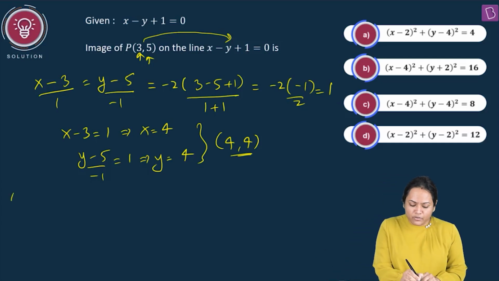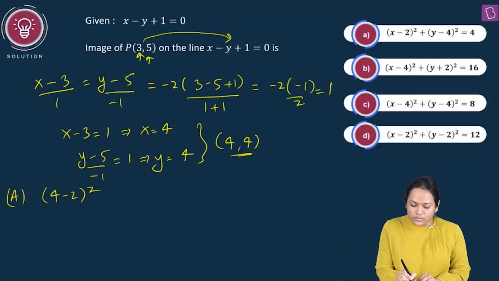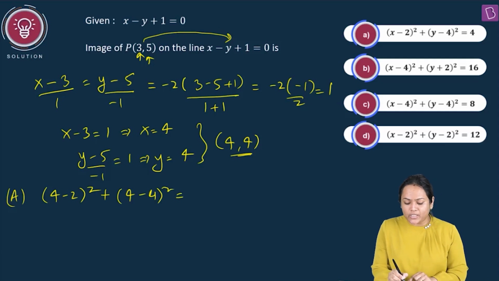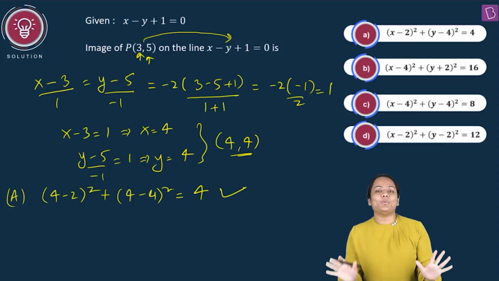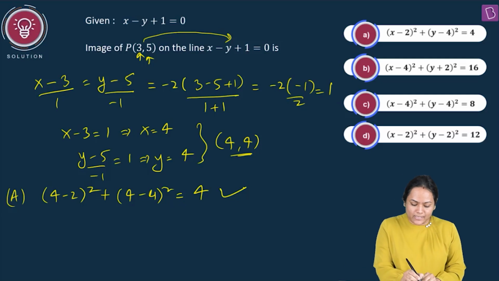So if I check for my A option, it's going to become (4 minus 2) whole square plus (4 minus 4) whole square, which is actually coming out as 4. That means directly my answer will be A. But if you want to check for the other options also, you can substitute.